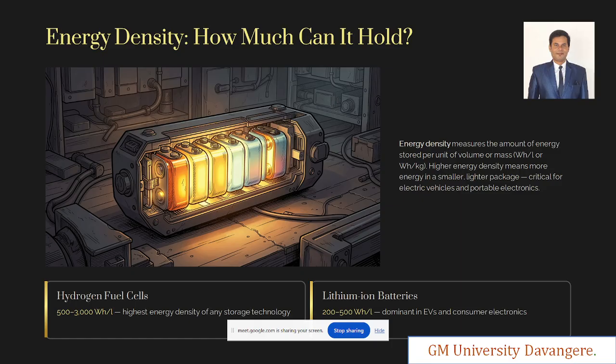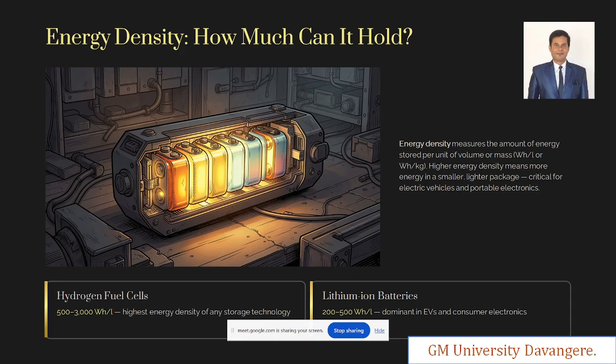If you see energy density, how much can it hold, right? Energy density measures the amount of energy stored per unit volume or mass, or you can say watt hour per kg. Higher energy density means more energy in a smaller, lighter package, which matters for electric vehicles or portable electronics. Especially, as I've given the example of batteries, right?